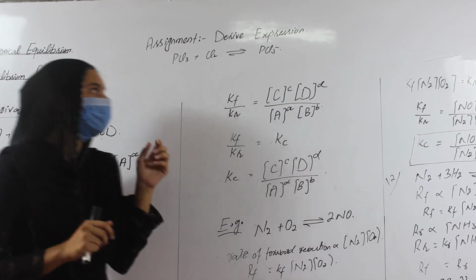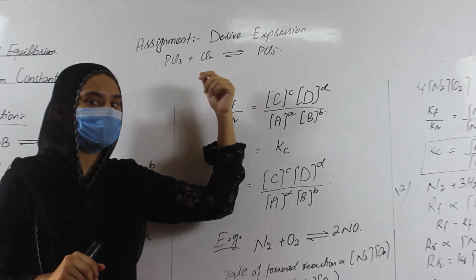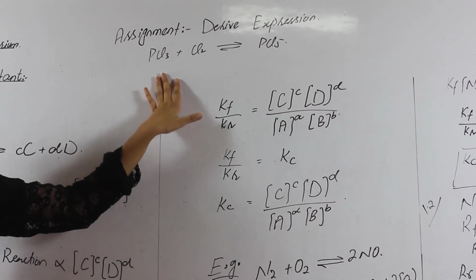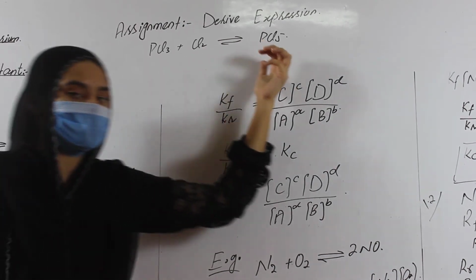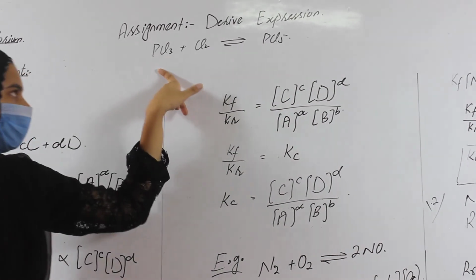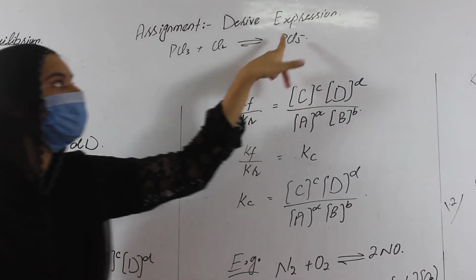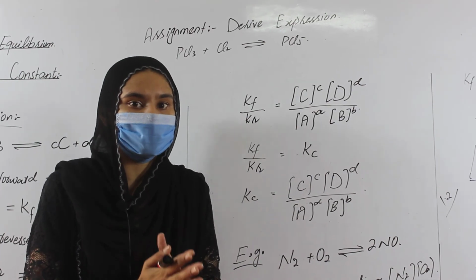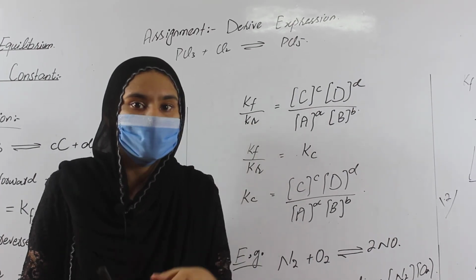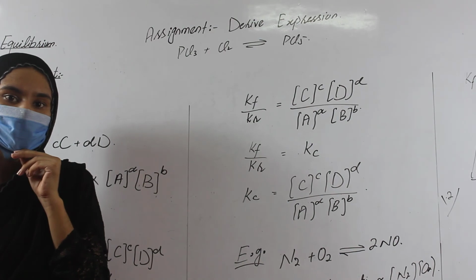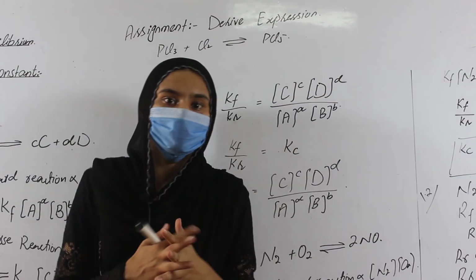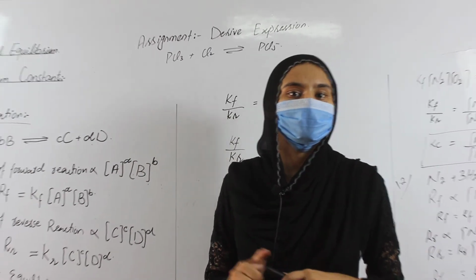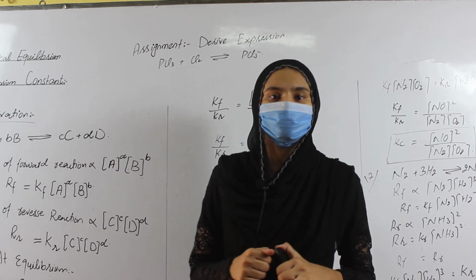The homework is that you derive the expression for PCl5, meaning phosphorus trichloride reacts with chlorine gas to form phosphorus pentachloride. How can you derive the general expression for their equilibrium constant? That is your home assignment. I hope you enjoyed and understood this lecture, and after doing this homework, send it to your respective teacher. Allah Hafiz, stay safe, stay home.